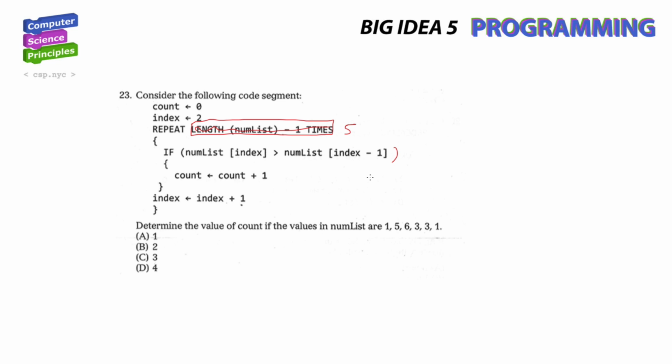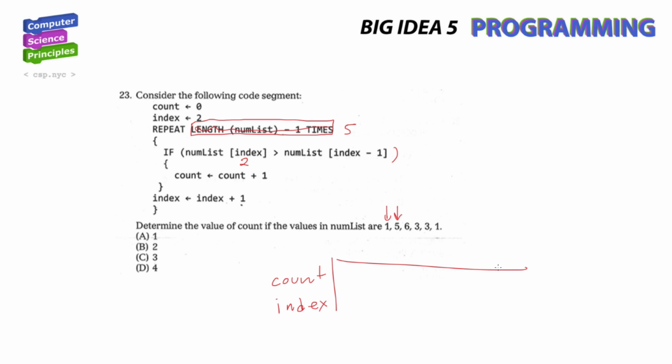Also here it says if numlist index, so at first the index is 2. So if the second item here is greater than the one before it, then add 1 to the count. One logical way to look at this and to deal with this is to think, okay, we've got a count and we also have an index.